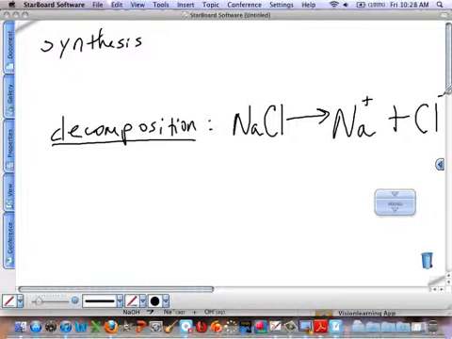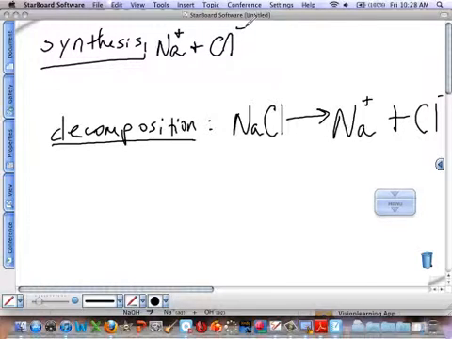Synthesis, on the other hand, is where we're putting things together. So again, let's suppose I had the NaCl as separated ions in this water, and the water starts to evaporate, which means we're losing our water body. Guys, the more water you have, the more it can dissolve. So if you lose your water content, the minerals that are in solution start to recrystallize.